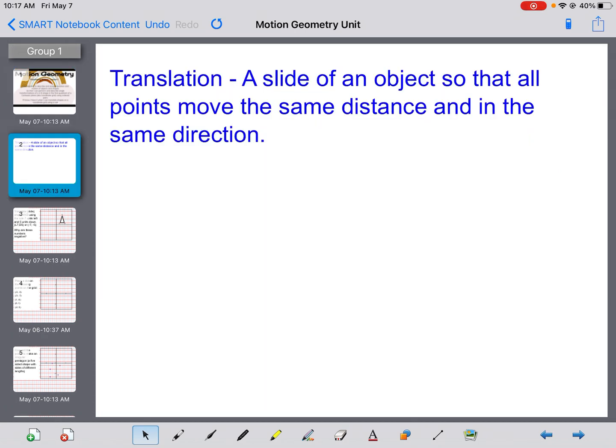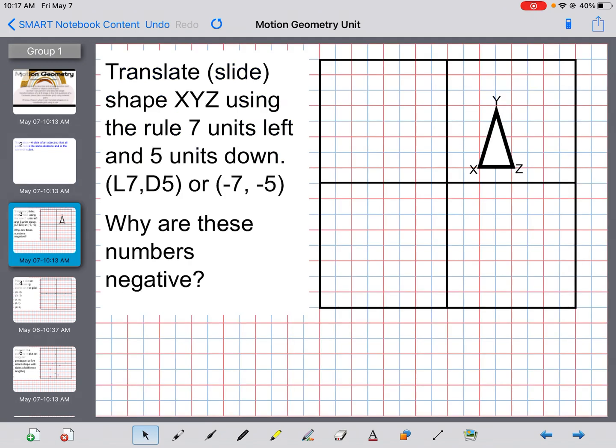Okay, so like in grade 5, we learned about translations, and a translation is a slide of an object so that all points move the same distance and in the same direction, okay? So here's a rule that we need to follow. We're going to translate or slide shape XYZ using the rule 7 units left and 5 units down. That's also written as L7, D5, or -7, -5.